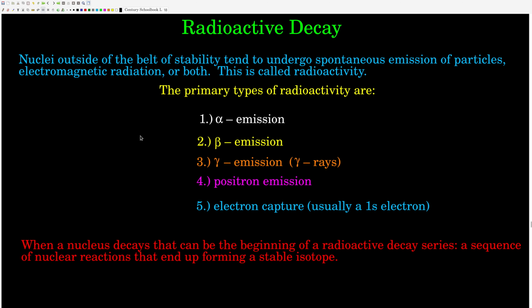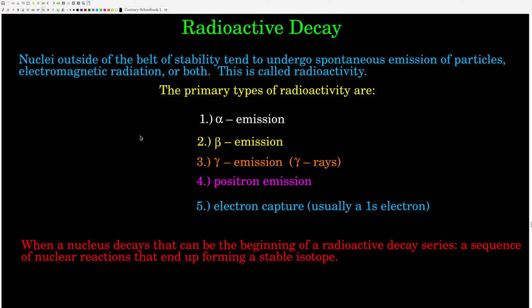All right, so radioactive decay. This is underlying all this stuff that we're talking about. We know that nuclei that are outside of the belt of stability undergo spontaneous emission, and they can emit particles, all the particles we've talked about, electromagnetic radiation, or both. That's what we mean when we say radioactivity.